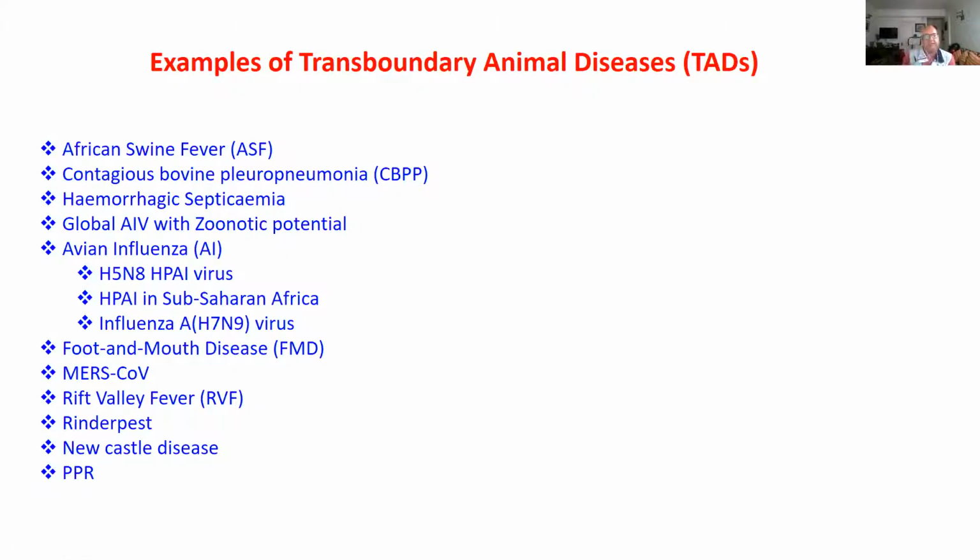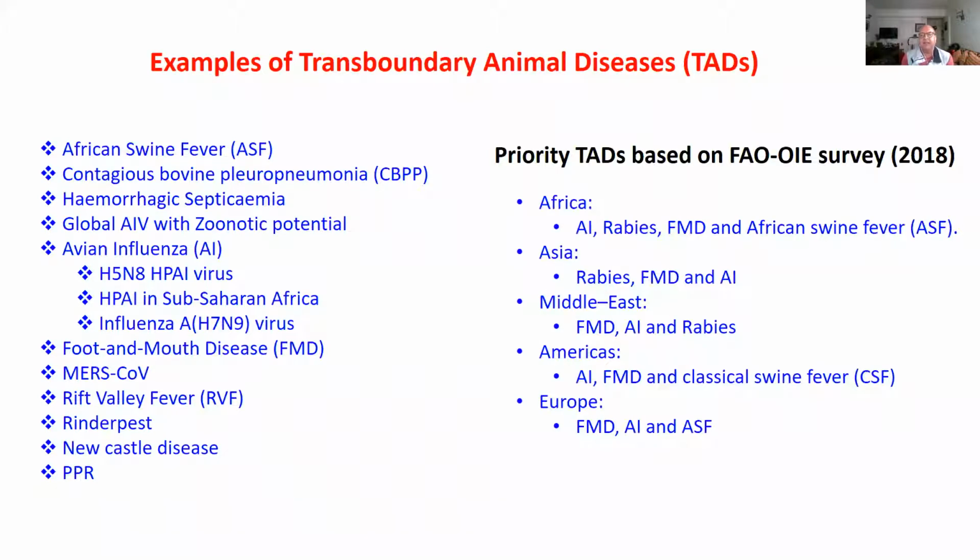There can be a lot of transboundary animal diseases. But recently, 2-3 years back in 2018, FAO and OIE did a survey on which areas people are focusing on. For example, in Africa, they are focusing on avian influenza, rabies, FMD, African swine fever. In Asia, rabies, FMD, and avian influenza. Remember, in 2018, there was no African swine fever in Asia. And people started warning the countries it might come to Asia. Now, if the survey were in 2021, African swine fever would be the priority for Asian countries, especially those having a lot of pigs, like China, Vietnam, and other countries.